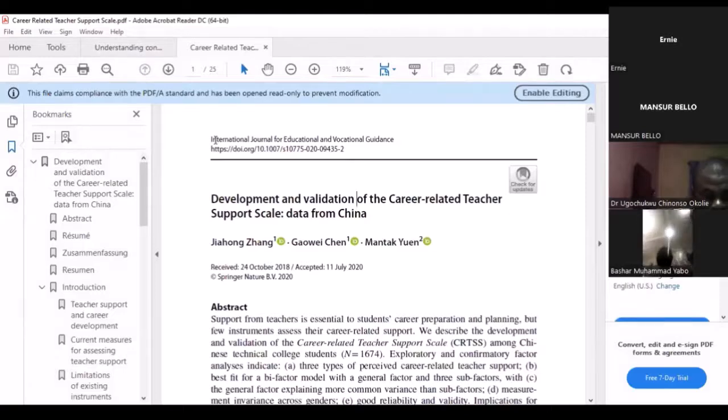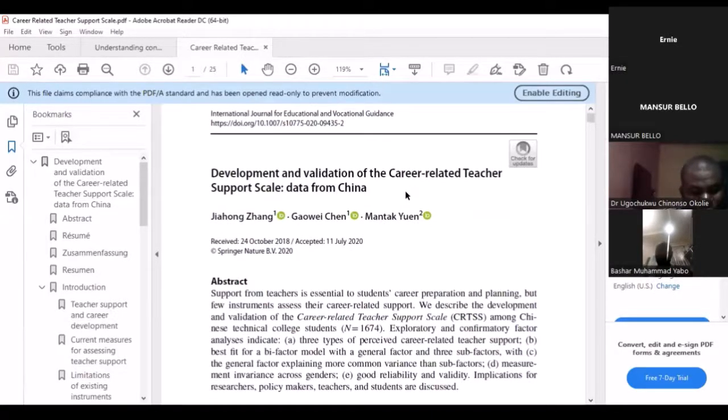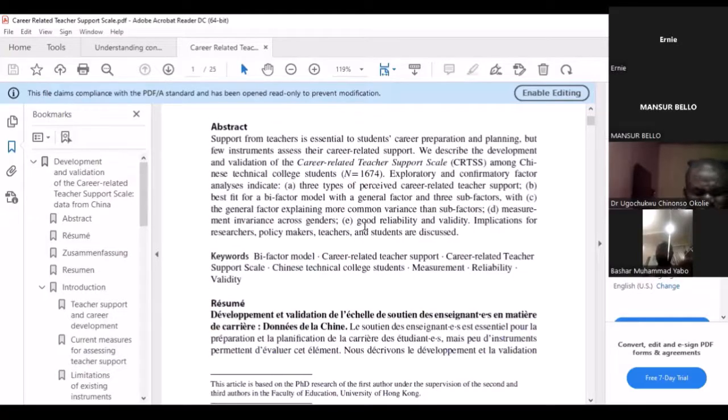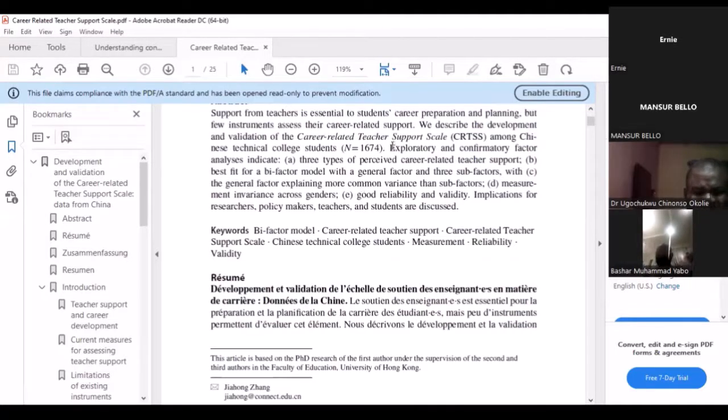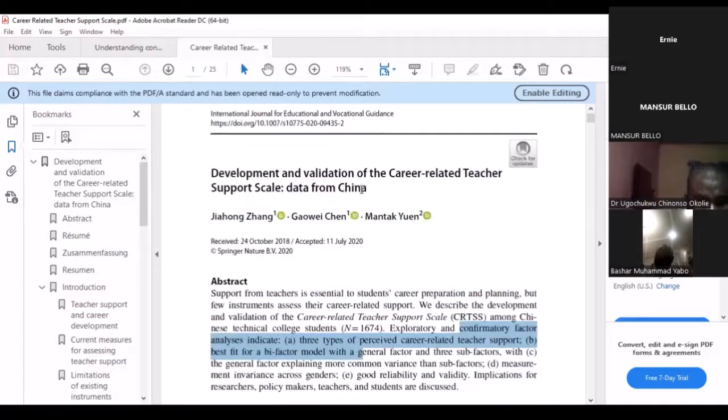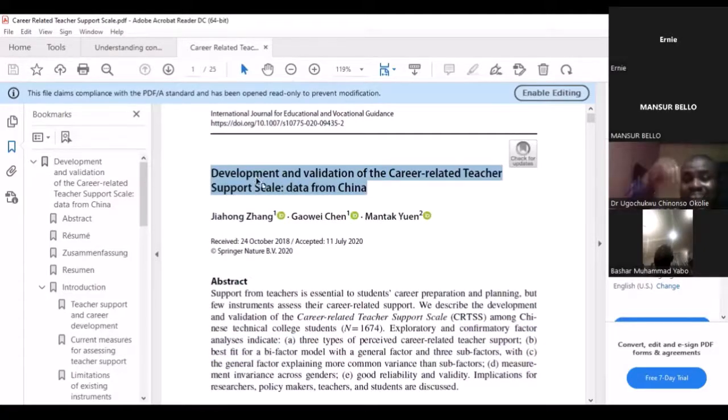Okay, International Journal of Educational and Vocational Guidance, published by Springer, Development and Validation of Career-Related Teacher Support Scale, data from China by Zhang and Co. in 2020. So what they did was simple. They explored, having adapted the instrument, and then they confirmed it in China. They explored and confirmed it in their country.